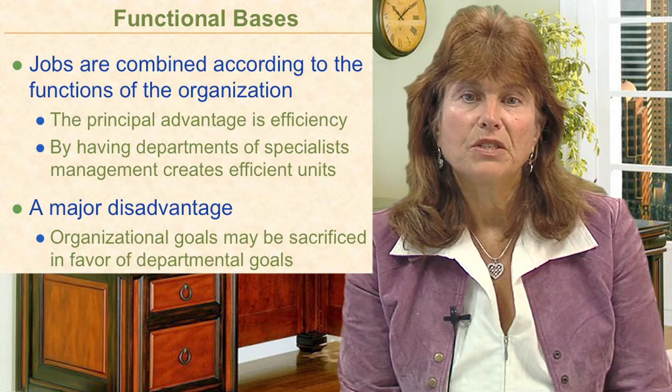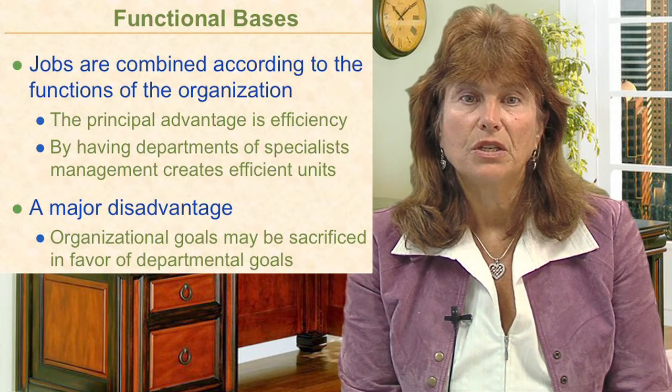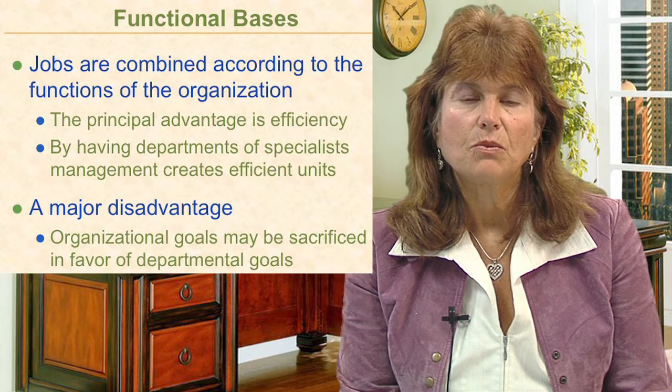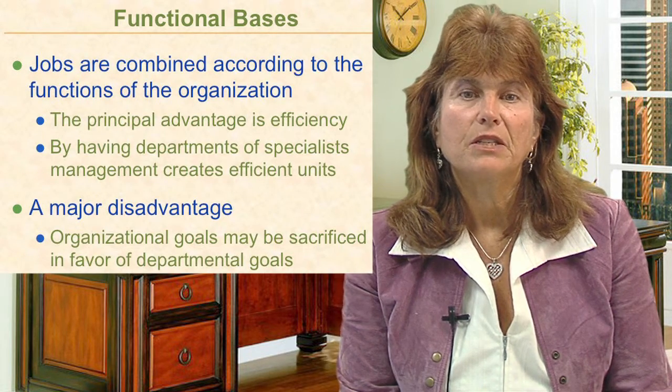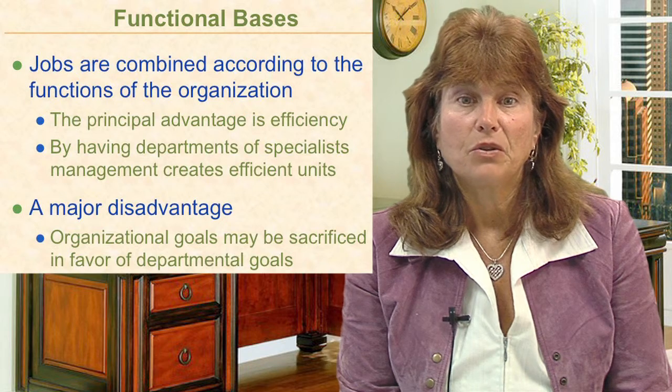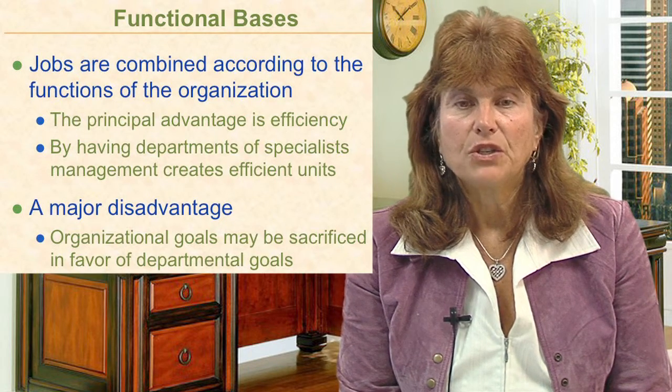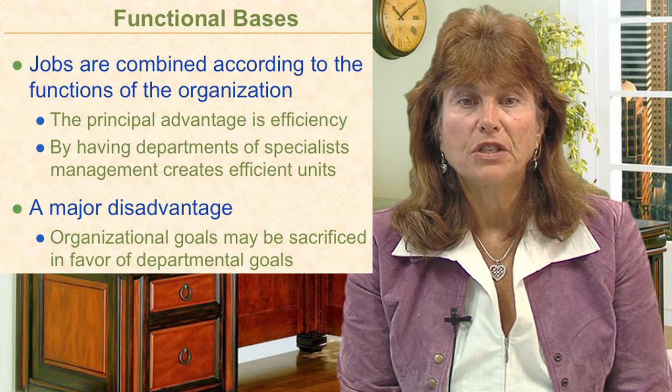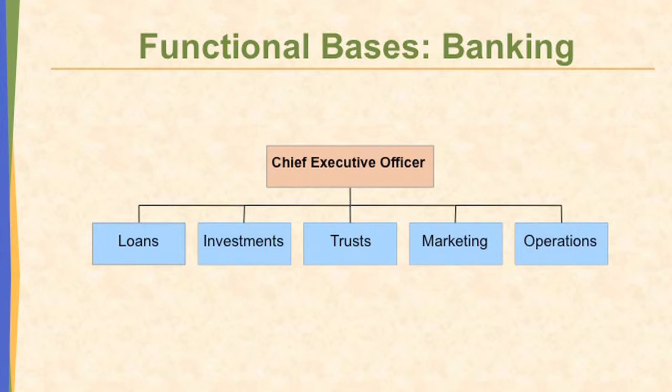When we look at a functional basis, jobs are combined according to the function of the organization. So when we do this, it really leads to efficiency, and we have departments that are specialists in order to create efficient units. One of the disadvantages of a functional basis is we might not be able to achieve our organizational goals as efficiently when we're so focused on one particular type of function. This is an example of a functional basis when we look at maybe a banking institution where we have a division of departments of a loan area, an investment area, trust area, and they don't really interact with each other, but there may be some similarities in who their customers are and the people that they relate to.